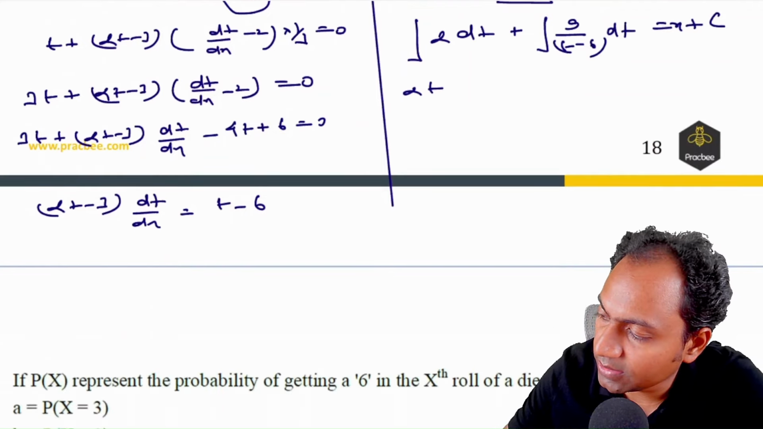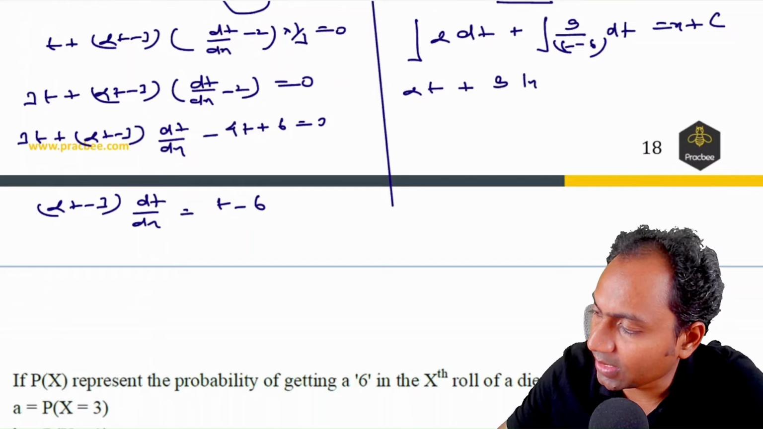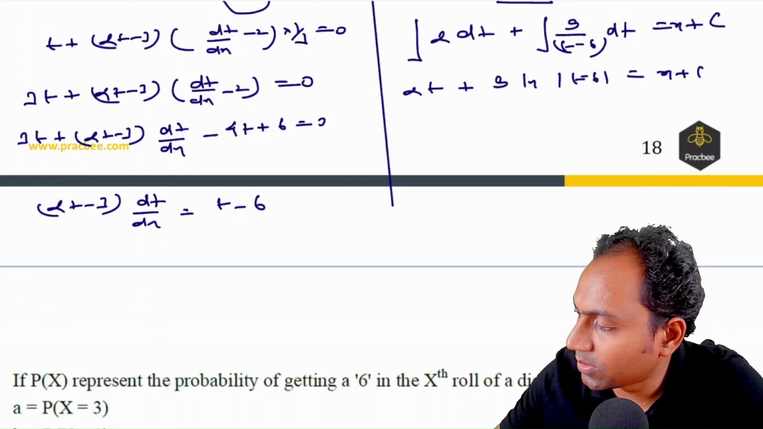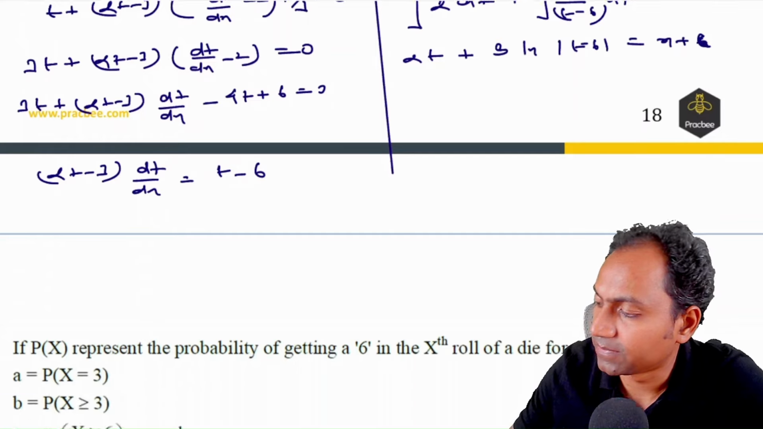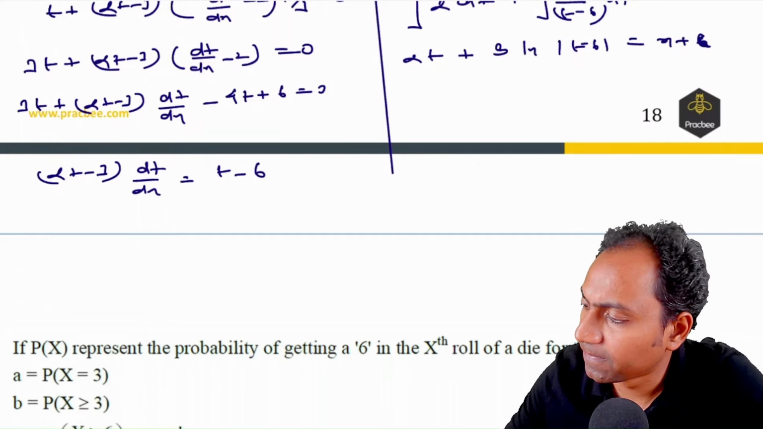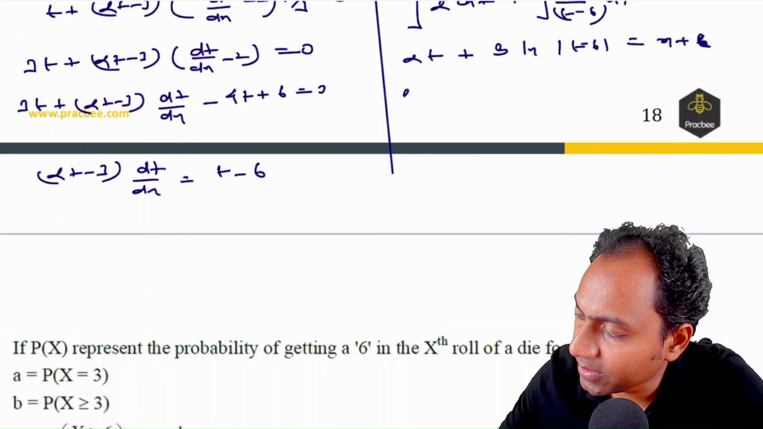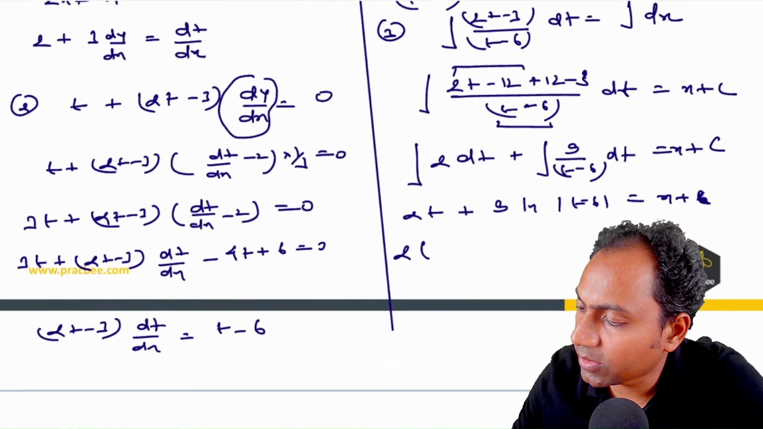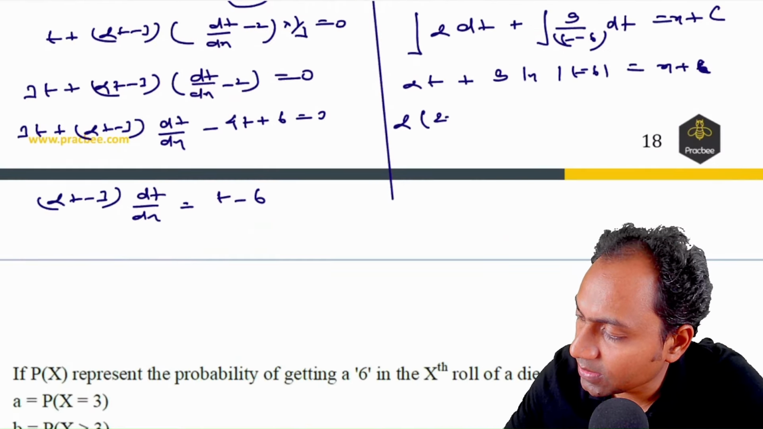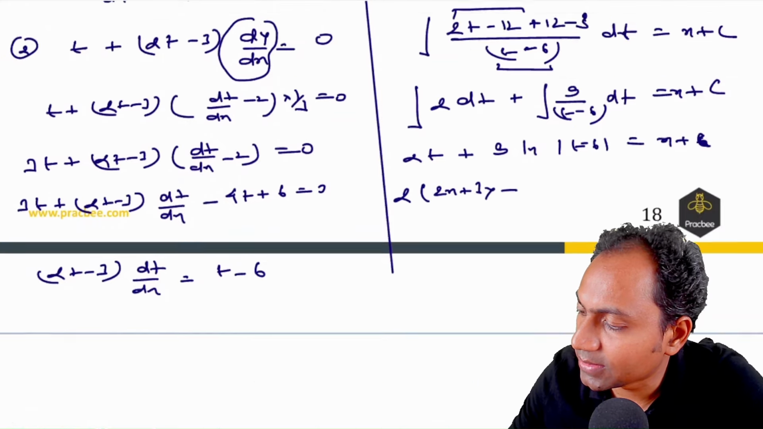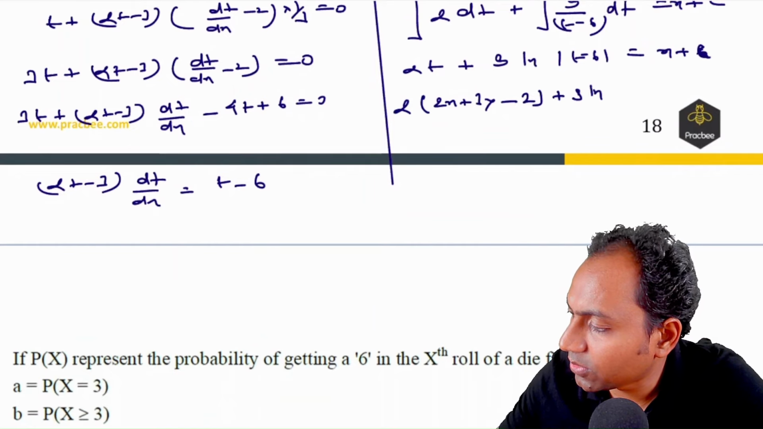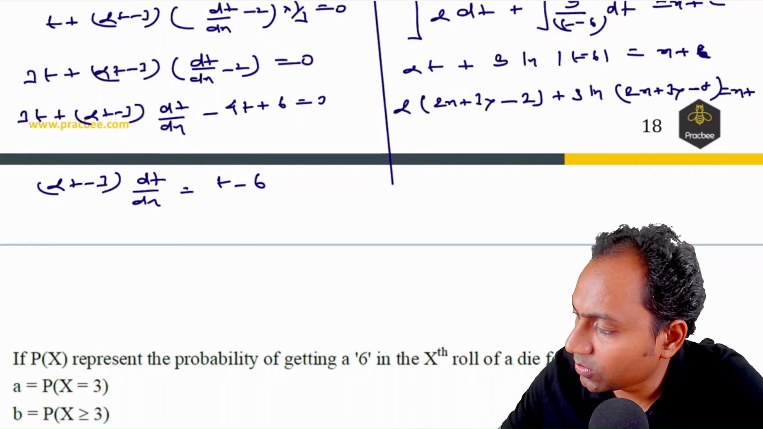And if I integrate, this is nothing but 2t. This is 9 times ln of mod of t minus 6 is equal to x plus c. And if I simplify, what happens is this part becomes 2 times 2x plus 3y minus 2, because that is what we took as t, plus 9 times ln of 2x plus 3y minus 8 is equal to x plus c.